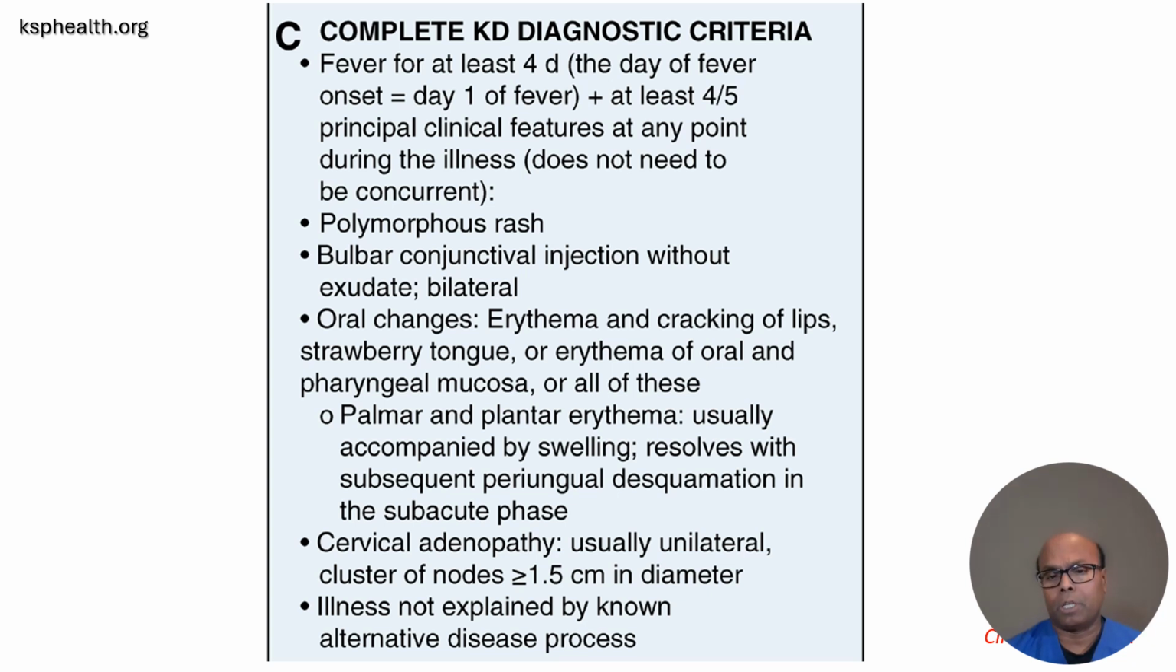The complete diagnostic criteria are as follows. Fever for at least 4 days plus 4 out of 5 principal clinical features at any point during the illness. Those 5 are: polymorphous rash; bulbar conjunctival injection without exudate, which is usually bilateral; oral changes, erythema and cracking of the lips, strawberry tongue, erythema of the oral and pharyngeal mucosa, or all of these; palmar and plantar erythema, usually accompanied by swelling, which resolves with subsequent periungual desquamation in the subacute phase; and cervical adenopathy, usually unilateral, a cluster of nodes more than 1.5 centimeters in diameter. And the illness is not explained by a known alternative disease process.